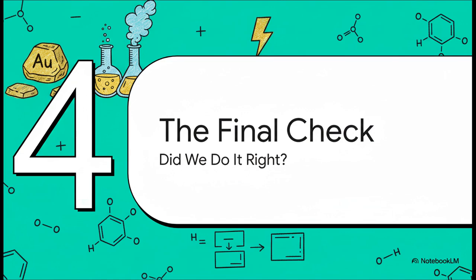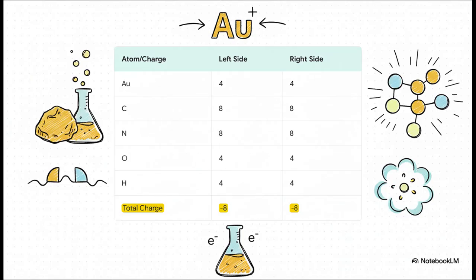But wait, we're not quite done. You know, a true master, a real pro, always checks their work. So let's do one final check just to be 100% sure we nailed it. Okay, let's run the numbers. On the left side, we have 4 gold atoms. On the right, 4 gold atoms.